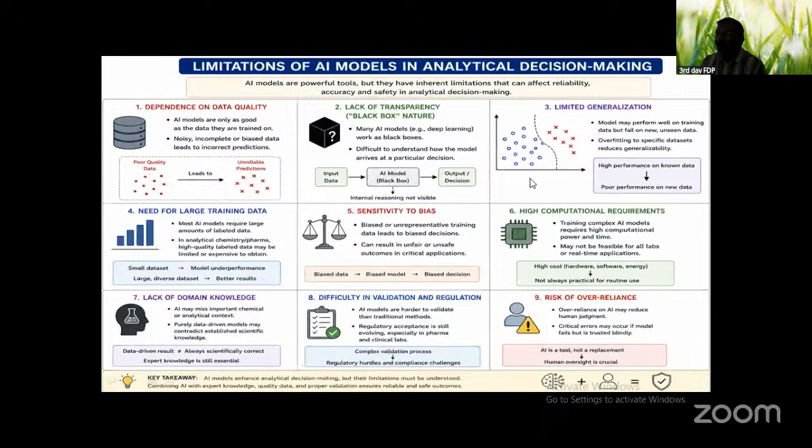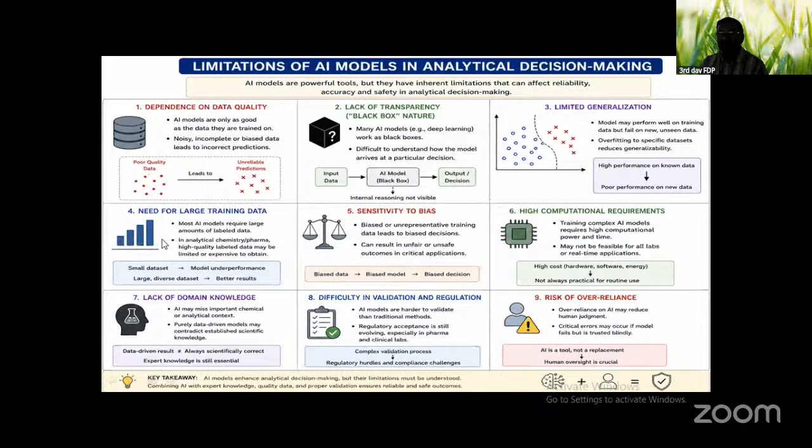Similarly, the third limitation is limited generalization. That means high performance on known data and poor performance on new data. If it depends on known data, then known data is not always available. Then how do we guess the prediction? That is another limitation of AI in the pharmaceutical sciences, especially in analysis.